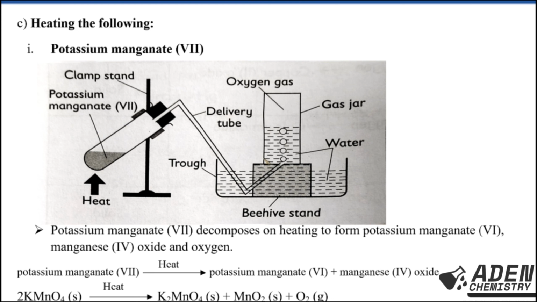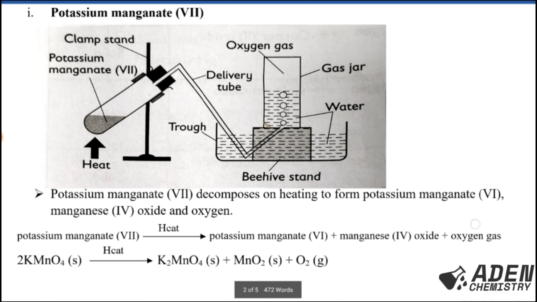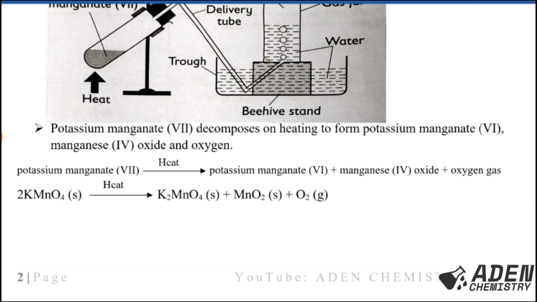So we're saying potassium manganate 7 decomposes on heating to form potassium manganate 6, manganese 4 oxide, and also oxygen gas. Those are the products that we are going to have when it is heated. So to write the word equation, potassium manganate 7 being heated, we are going to get potassium manganate 6, manganese peroxide, and also oxygen gas.